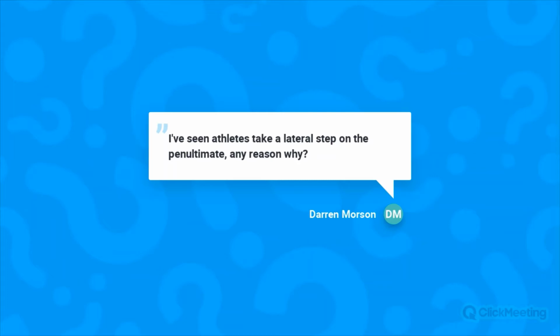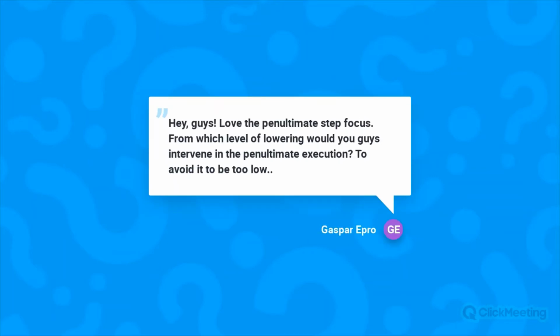Cool. Right, I've got one more question and then we'll crack on, I think. Loving the penultimate step focus. From which level of lowering would you guys intervene in the penultimate execution to avoid it being too low?